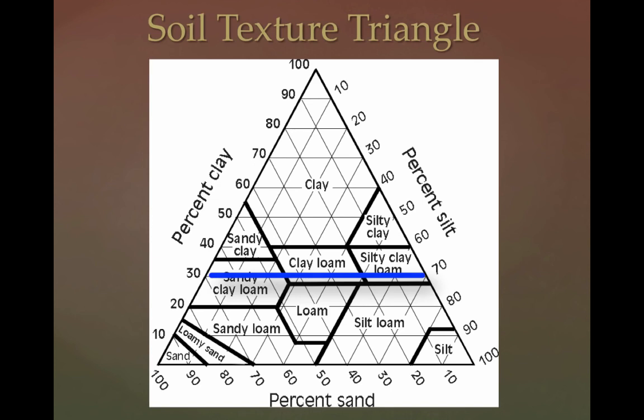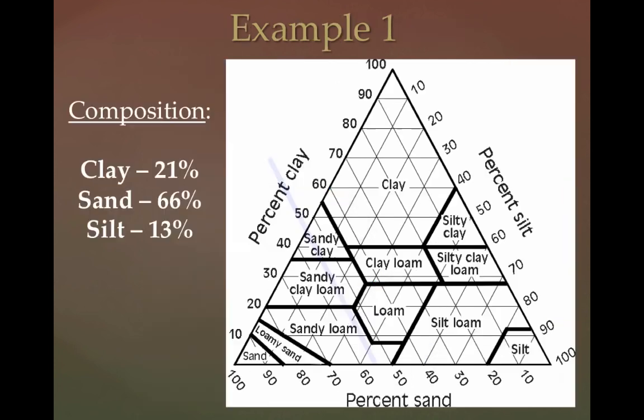If we look at the percent of silt, notice that the numbers are on a diagonal, sloping down. And notice when we follow a line, it goes downward on a slope. And then if we follow along the bottom, if we're looking at the percent sand, notice that the numbers are also slanted. This time they're slanted up. And so whenever we look at a number, we follow those slanted lines. So let's take a look at an example.